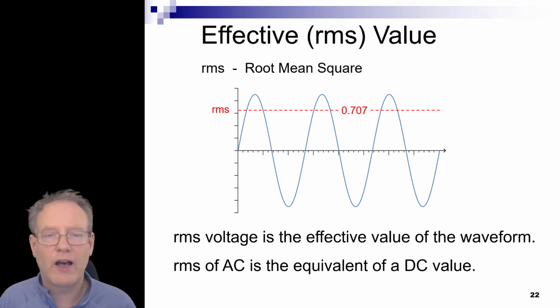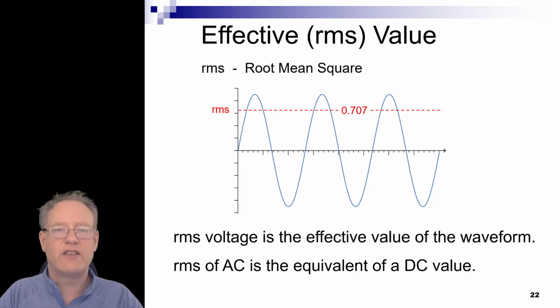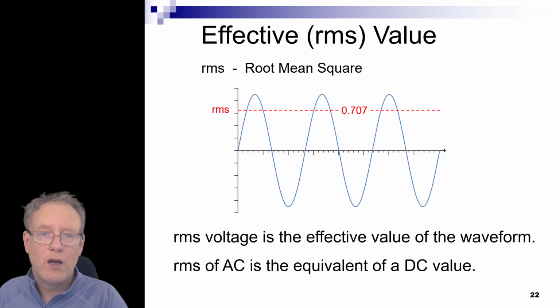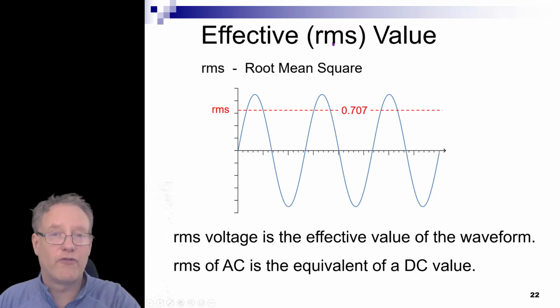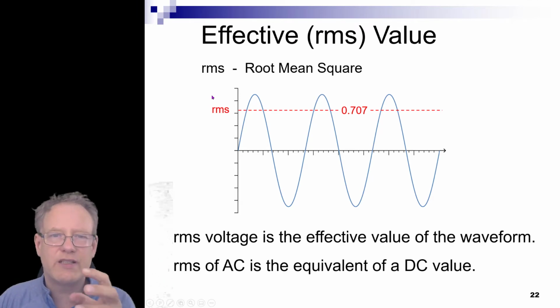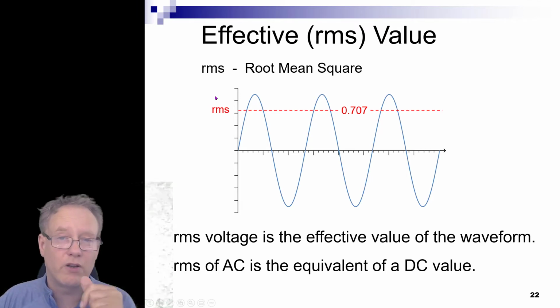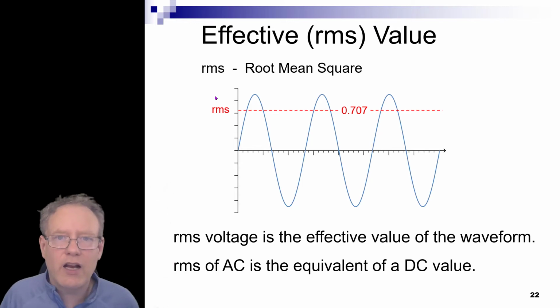It's not the peak to peak value. It's actually the effective value. Now RMS stands for root mean square. There's actually a formula for that, but we don't need to know it. We just need to understand the concept of RMS. If you want to know the formula, how to actually calculate RMS, go look it up.